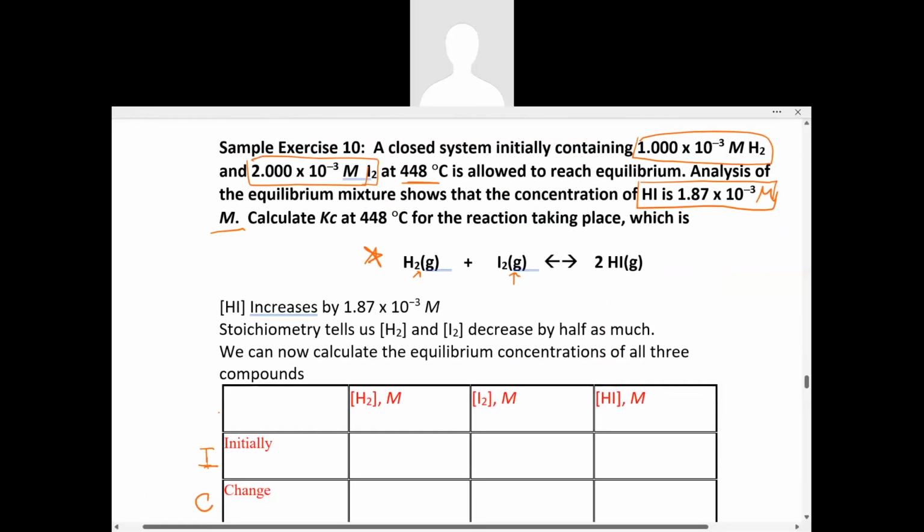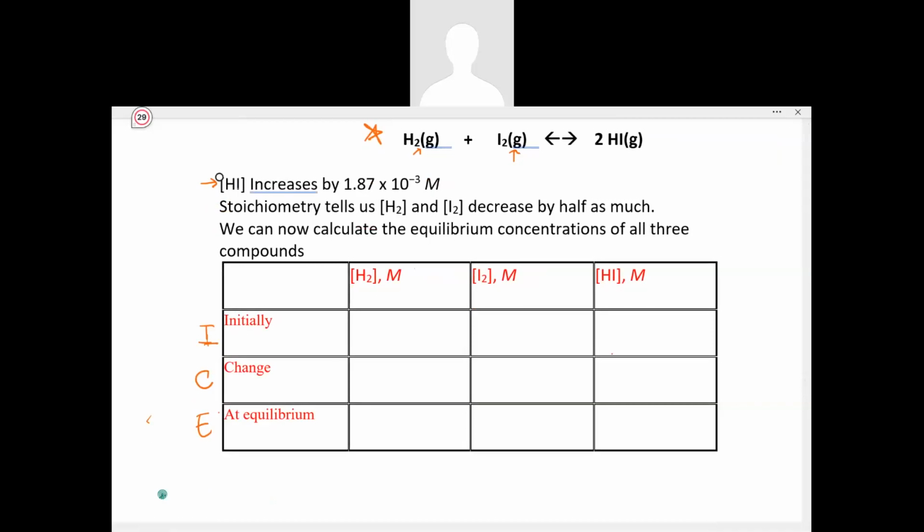Down here we have a list of some of the things that we can infer from what we're told. First, our concentration of HI increases from 0 to 1.87 × 10^-3. So we know that initially we had none, so we're going to put a 0 here. And then at equilibrium, it's going to be 1.87 × 10^-3. Let's see what else we know here.